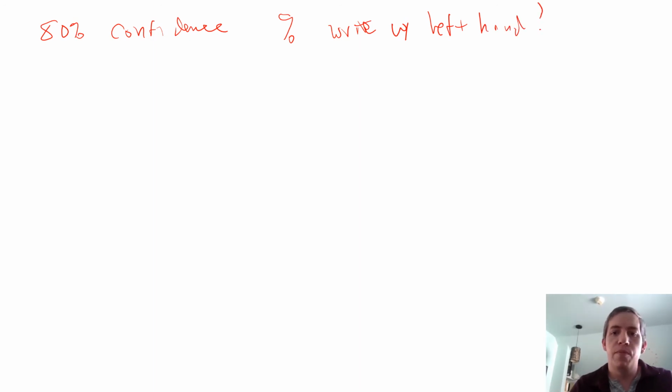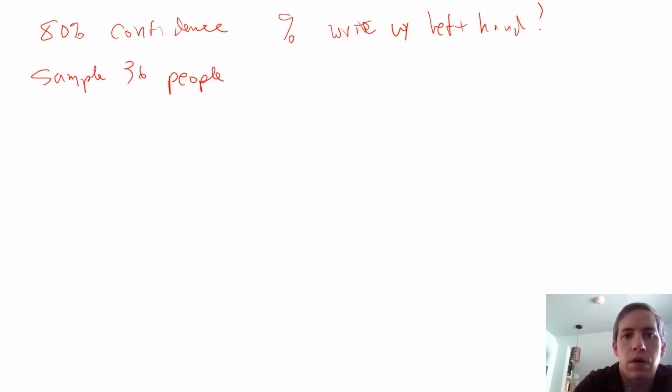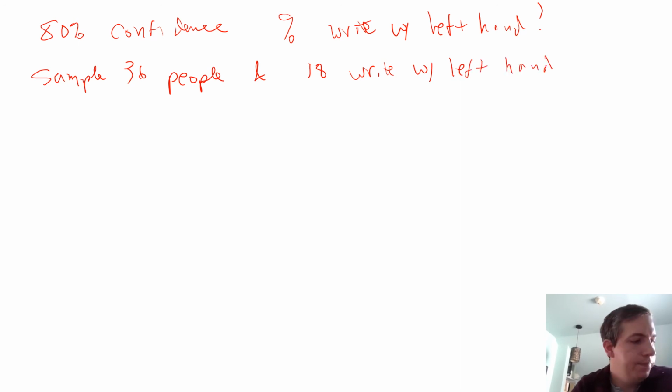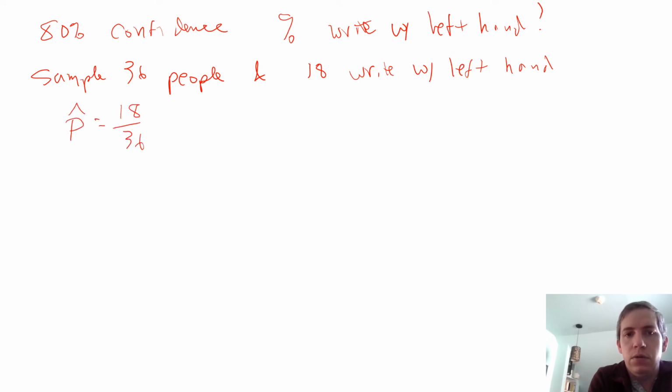Okay, so from this, you need to take a sample and find that percentage. Suppose that you sample 36 people, and let's say that 18 write with their left hand. These are made up numbers, by the way. Then you can compute your p hat. So p hat would be equal to 18 over 36, which is equal to 0.5.